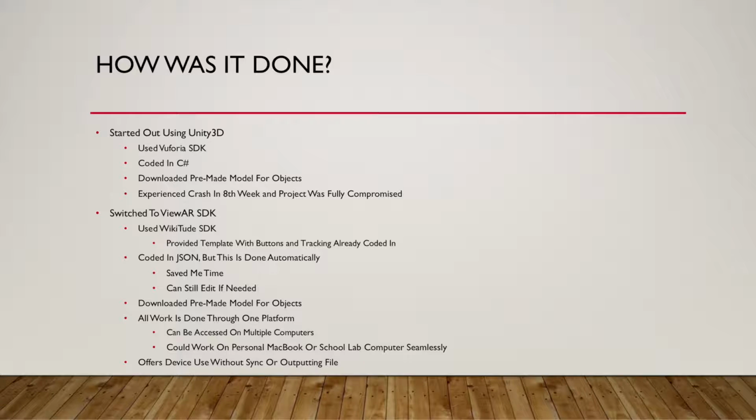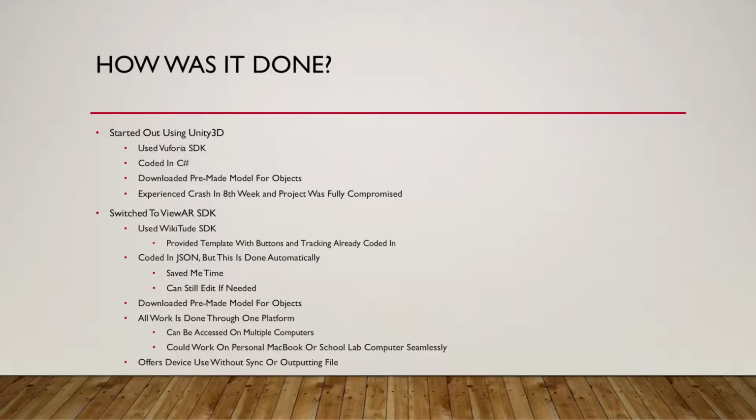So, how was this all done? I started out using Unity 3D as my main program, which used Vuforia SDK along with that. Everything was coded in C#, and to save time, I downloaded pre-made models for the objects. Sadly, I experienced a crash in my 8th week of work, and my project was fully compromised. That prompted me to switch to the View AR SDK, which used a tie-in with the Wikitude SDK that provided templates with buttons and tracking already coded in. This was all coded in JSON and was done automatically, which saved me a lot of time, but I could still edit the code if I needed to.